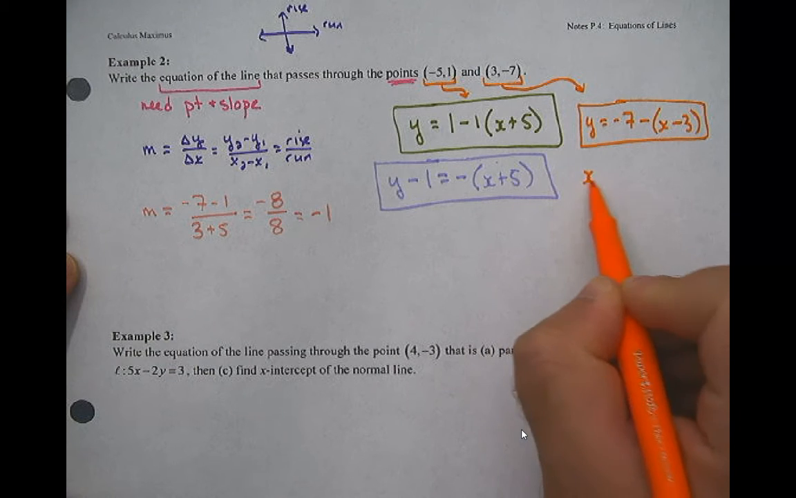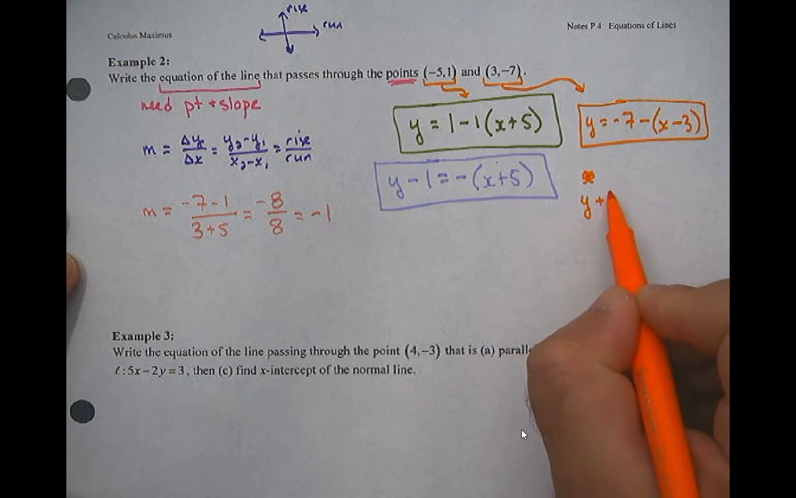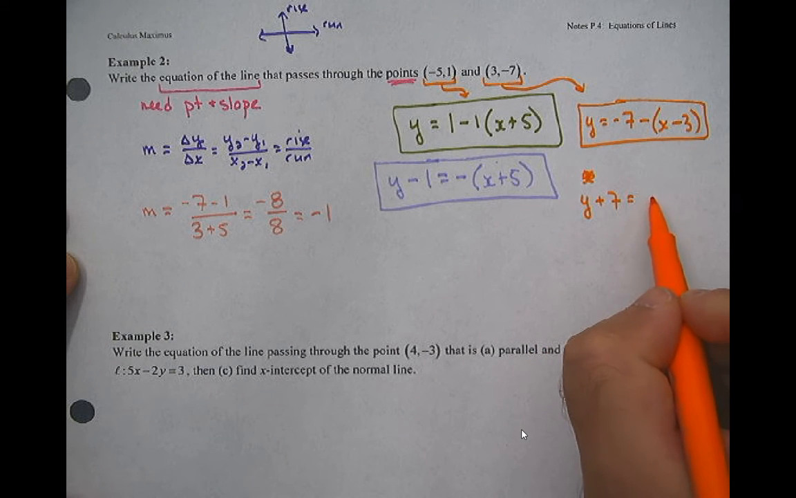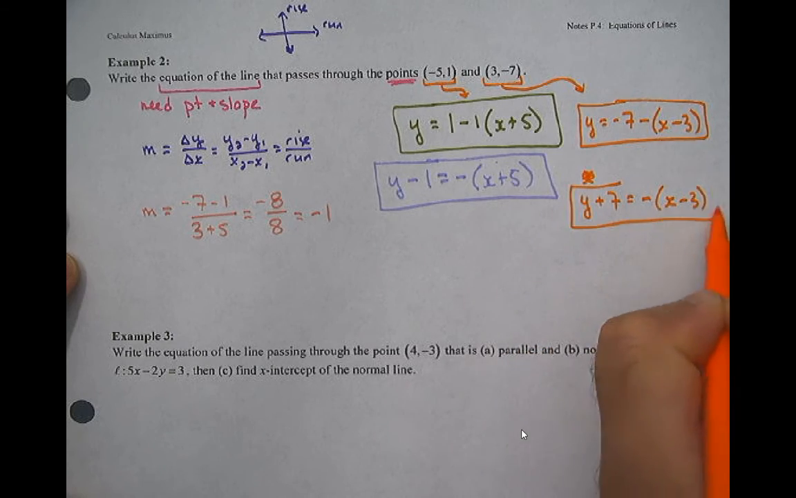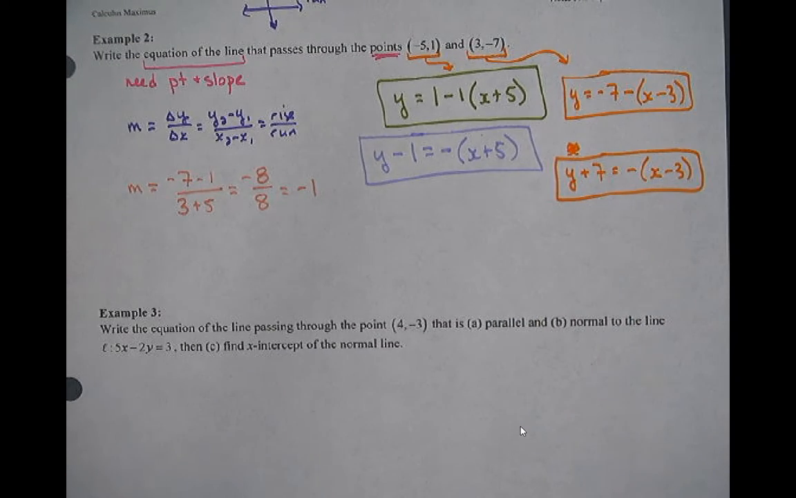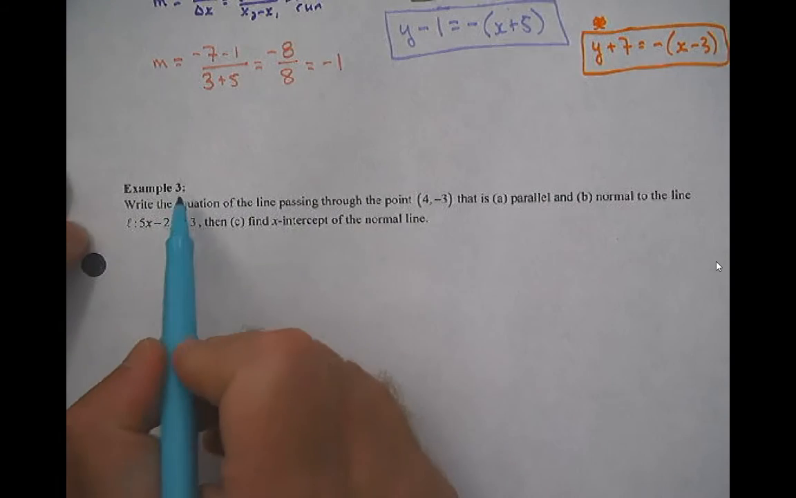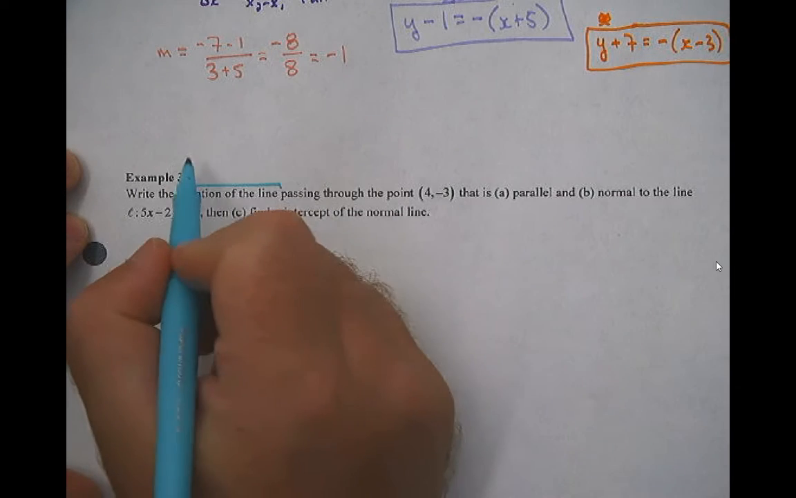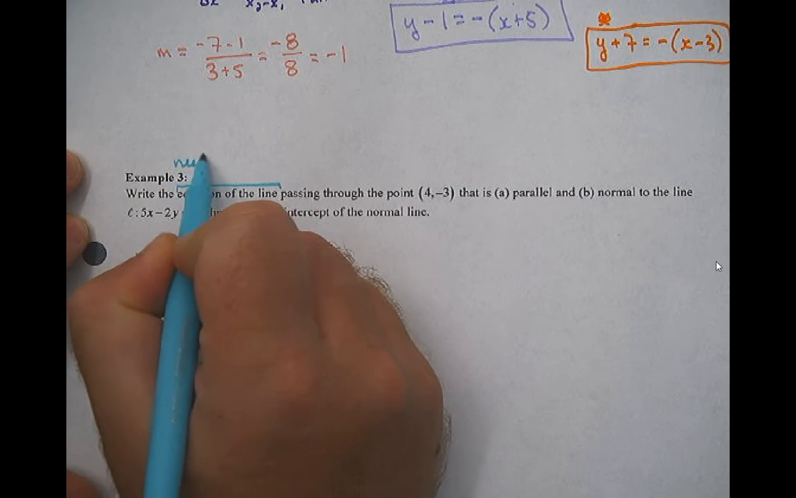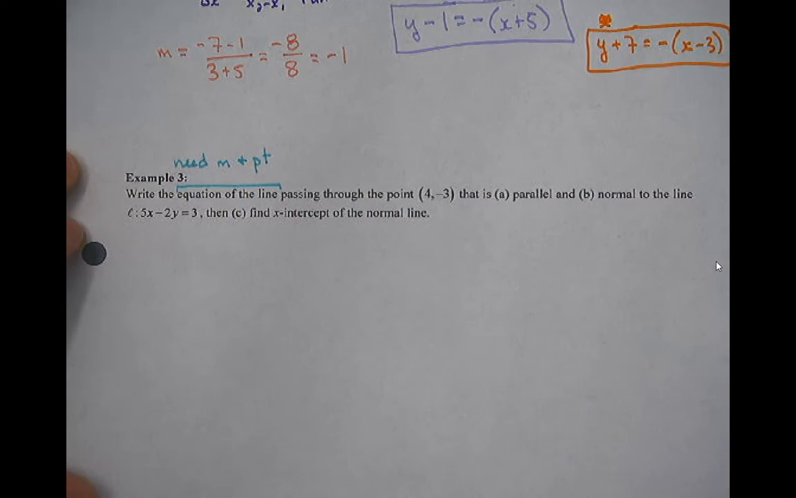Or I could have written this in point slope. Y plus 7 equals negative 1 times x minus 3. Anyway, there's lots and lots of different ways to do this. If you wanted to write it in y equals mx plus b, feel free. I'm not going to go that route. All right, so write the equation of the line. I'm going to stop right there, and you're going to want to get in this habit too. When you see important things like equation of the line, write yourself, what does that mean? It means I need the slope and the point. I need a point from the line, and I need the slope of the line.